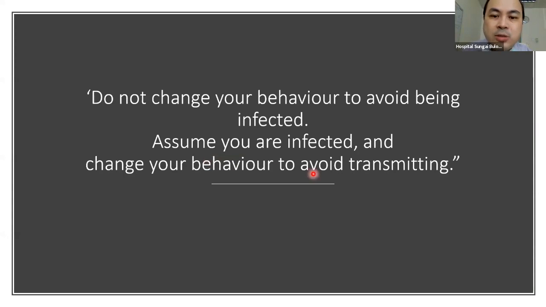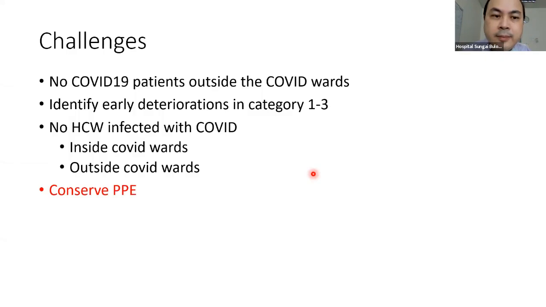So the best way to avoid spreading COVID and to avoid getting infected by COVID is to assume you are already infected. So if you're already infected, you don't go near people and you wear your mask all the time. Okay, and by doing that, you're actually helping yourself and you're helping others. And the last main priority is to conserve PPEs.